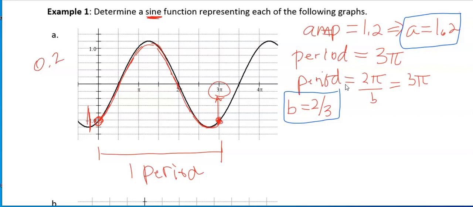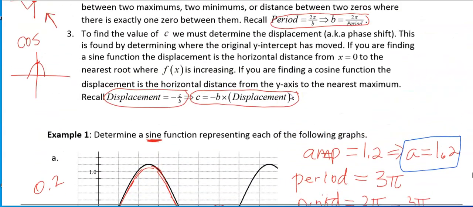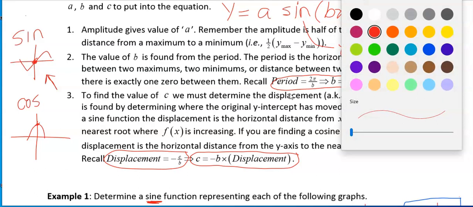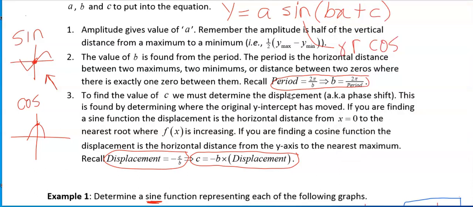Okay, here's the next thing you have to do. You need to get your displacement. And remember, the displacement means how far left or how far right has this graph been moved. What you are looking for on this graph is that point. It's exactly on the x-axis, so it's halfway up your curve. It's right in the middle of the curve that way.